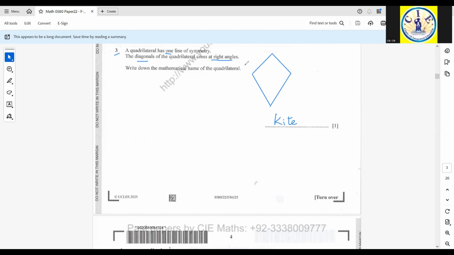A kite has one line of symmetry, and the diagonals of the quadrilateral cross at right angles. This is it.